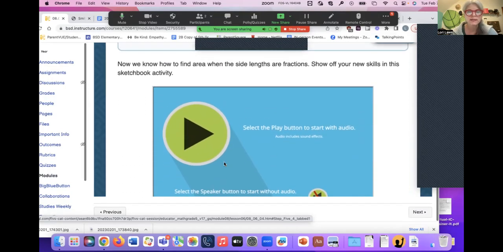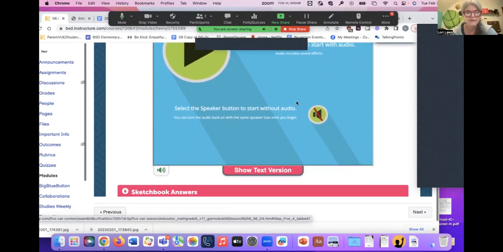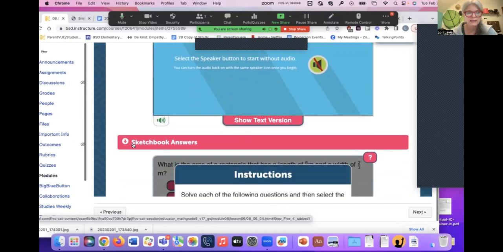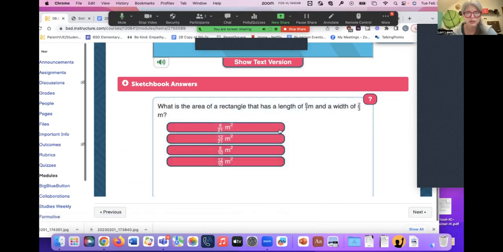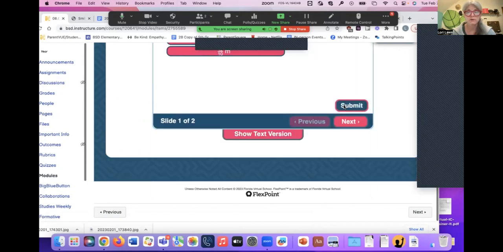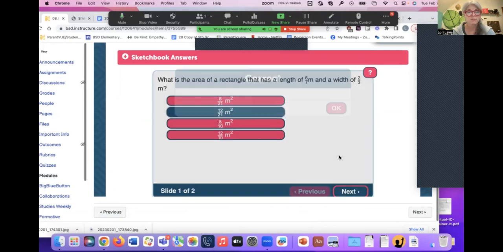Now we know how to find area when the side lengths are fractions. Show off your new skills in the sketchbook activity. And they have an activity here that you should do and the answers here for practicing. Solve each of the following questions and then select the correct option. So here you're going to do some multiplying. You have to make sure they're both meters. Your units need to be the same. So meter is the unit you're using here. They're not going to change it up on you now, but in math, you always need to pay attention to those little labels. 2 times 6 is 12. 3 times 7 is 21. 12/21. Let's see if we got it right. Woohoo! Excellent work. Our brain is working.